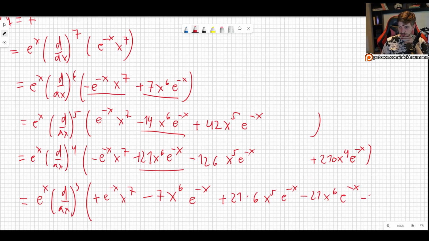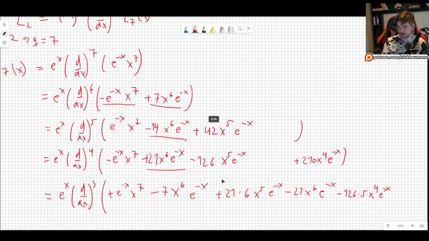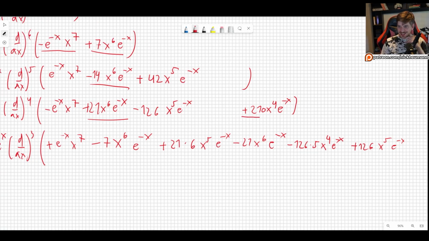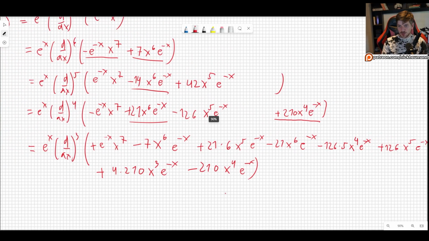Then we have minus 126 times 5 x to the 4th e to the minus x. Okay, and then one more, plus 126 x to the 5th e to the minus x. And of course we still need to include this one. So I'm just going to write it down here. So that's plus 4 times 210 x cubed e to the minus x minus 210 x to the 4th e to the minus x. Okay, so now let's see what we can simplify.